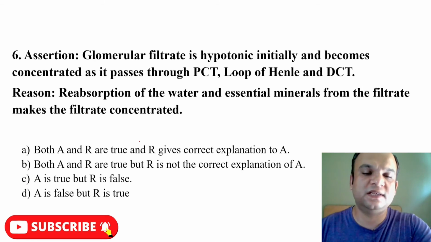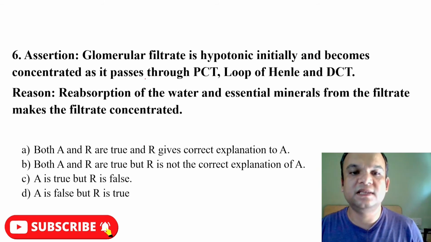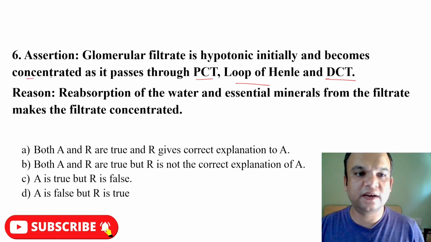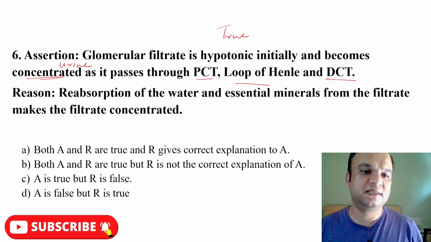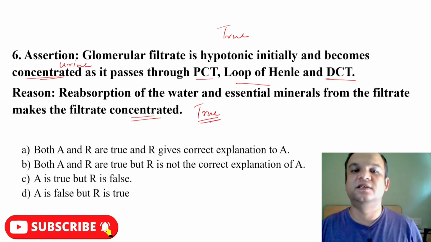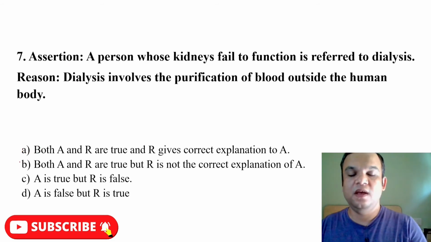Next question says that glomerular filtrate is hypotonic initially and becomes concentrated as it passes through PCT, loop of Henle and DCT. So it becomes concentrated and it forms urine. So this is a true statement, whereas reason says that reabsorption of the water and essential minerals from the filtrate makes the filtrate concentrated. So the reabsorption process only makes the filtrate concentrated. But is this reason giving the explanation to assertion? Yes, the reason is giving an explanation to the assertion, and that is why A will be the correct option for this question. Question number 7.